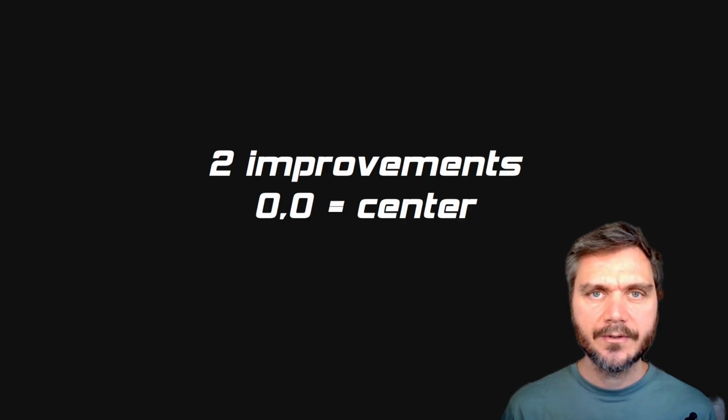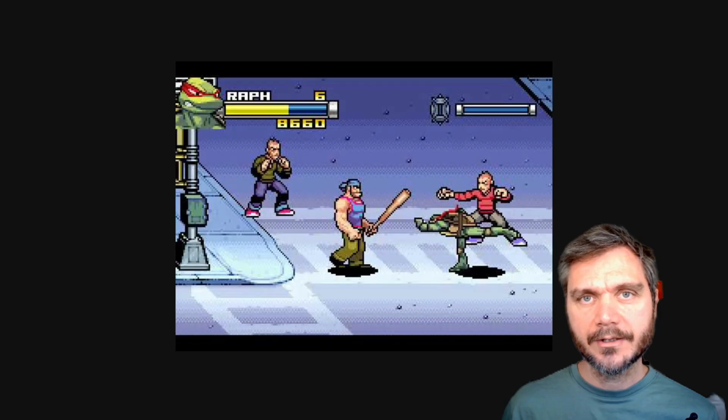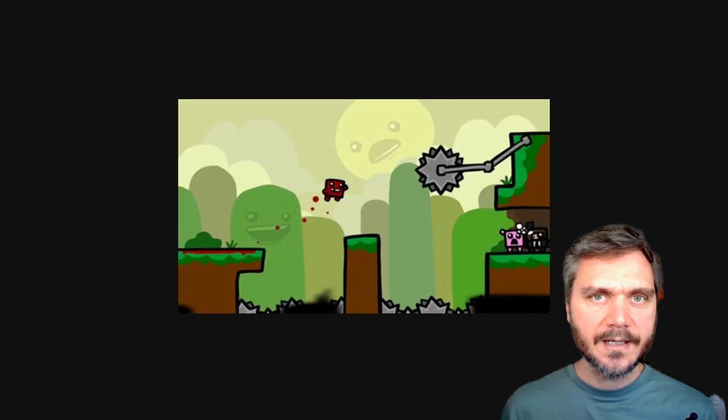First, set 0,0 to be the center of the screen, and automatically center sprite positions based on an anchor. Secondly, change the units from pixels to world coordinates. Many 2D games feature a character who's near the center of the screen and takes up approximately an eighth or a tenth of the screen space.